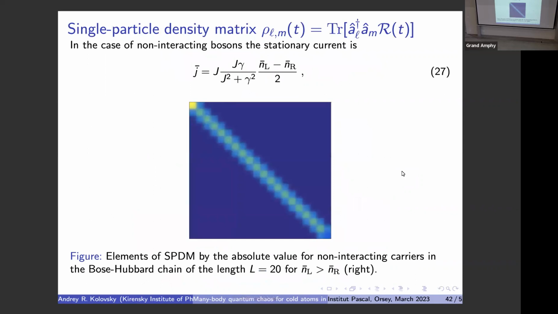Okay. The nice thing about this model is that it can be solved, at least in some limit, for example, in the limit of non-interacting atoms. To calculate the current, it is sufficient to know the single-particle density matrix. This I can show you how. Maybe I put the main equation here.